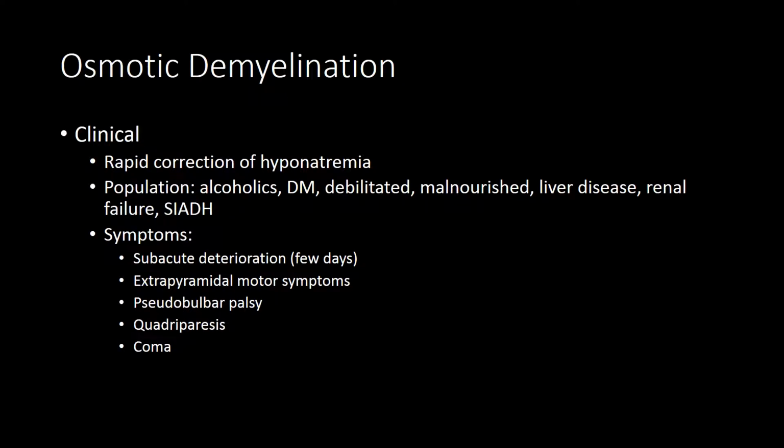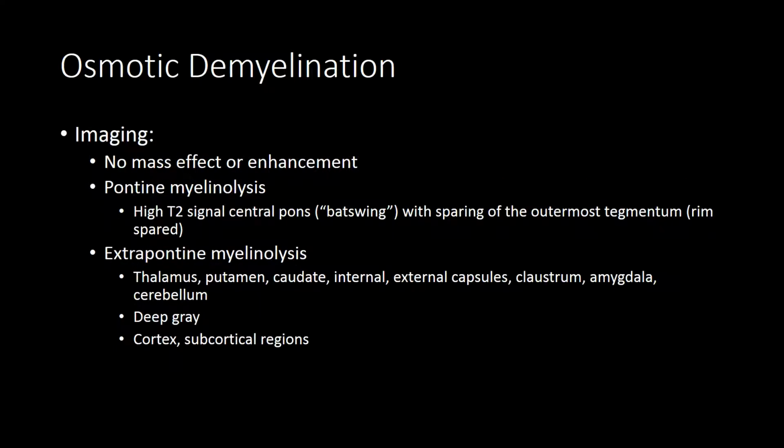So osmotic demyelination is characterized clinically by rapid correction of hyponatremia. So you want to look at patients who would have a history of hyponatremia. These are patients who are alcoholics, patients with diabetes, malnourished individuals, those with liver or kidney disease, those with syndrome of inappropriate ADH secretion. The patients can have subacute deterioration, which is within a few days. You should look for extrapyramidal motor symptoms, pseudobulbar palsy, quadriparesis, and this can progress to coma.